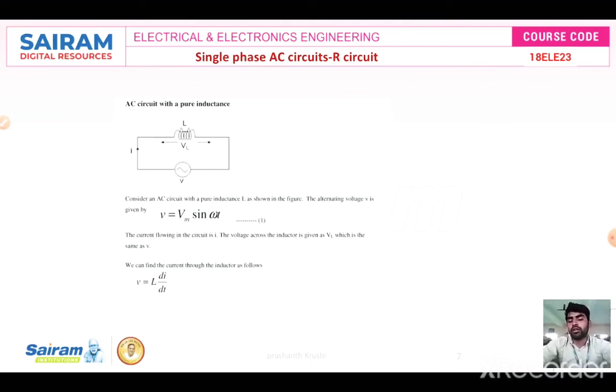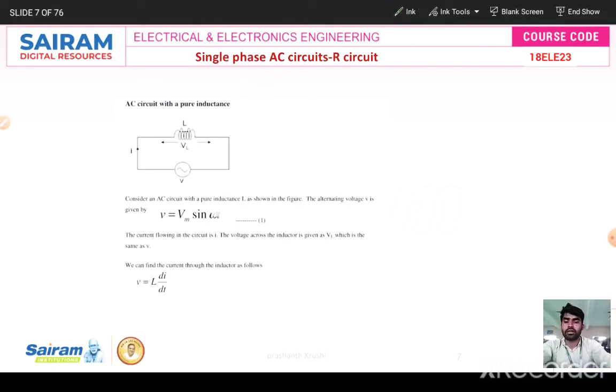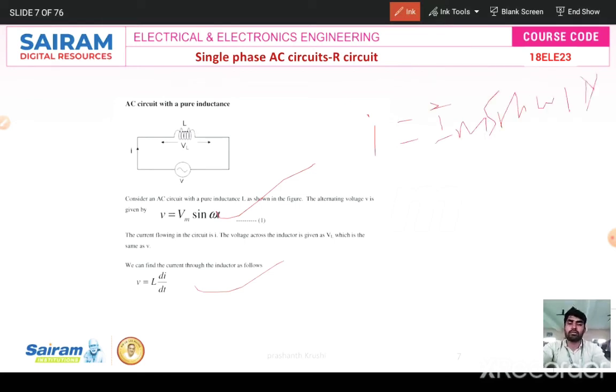So what about V? V is equal to Vm sin omega t. Just I'll substitute over here. So L into di by dt. If you want, I is equal to Im sin omega t. See, voltage is this one, okay? And voltage is this one. So I is equal to Im sin omega t minus pi by 2, or Im sin omega t minus 90, or Im sin omega t minus pi by 2.